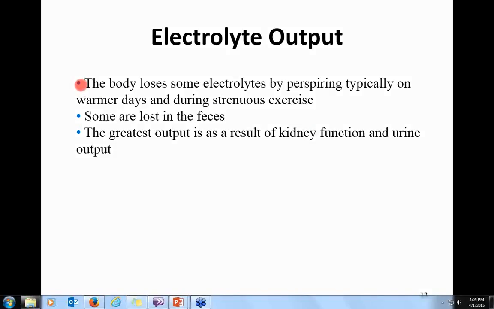The body can lose electrolytes by perspiring during warmer days and more strenuous exercise. Some are lost in feces as well. But again, the greatest output of electrolytes is from kidney function and urine output.